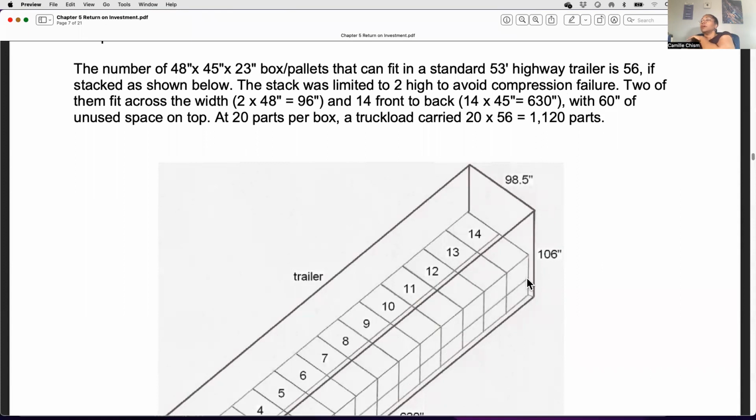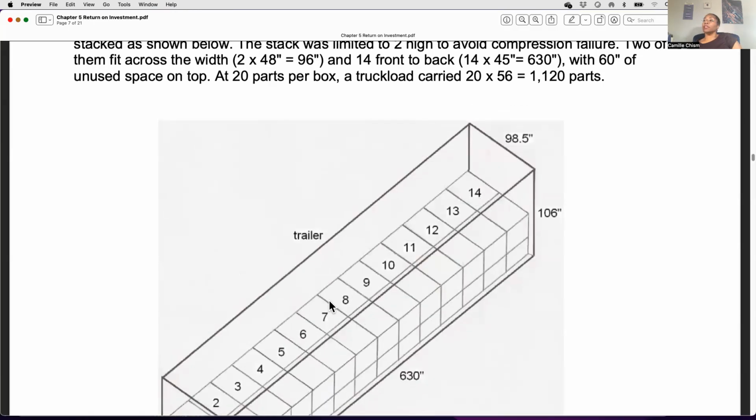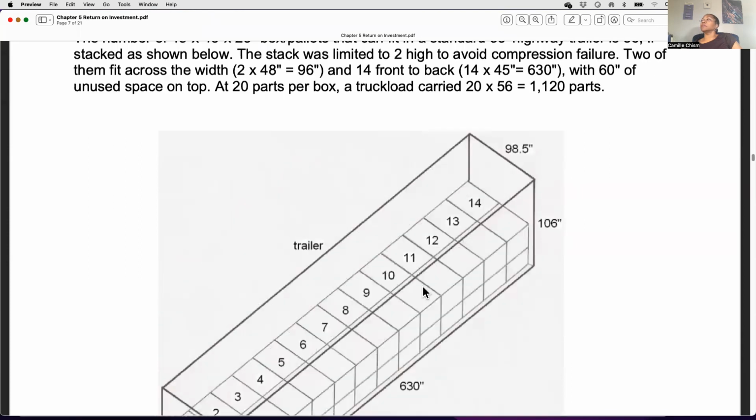So you know that 96 inches across, and you've got 98 and a half. So they fit in here with just a little bit of room to spare. And then you get 14 front to back. So they're using that short dimension, the 45 inch dimension. So that's where you get the 14 here times 45 inches, because that's the 45-inch dimension of the box. And that equals 630. So it fits in there.